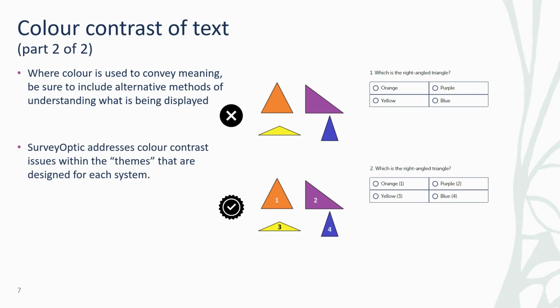SurveyOptic addresses colour contrast issues within the themes that are designed for your system. Different sizes of text require different minimum contrast ratios. The smaller the text, the higher the colour contrast that is required to ensure it is still legible. While SurveyOptic will make safe colour choices by default, it is still useful to have an awareness, particularly if including custom content into a survey or other resources.